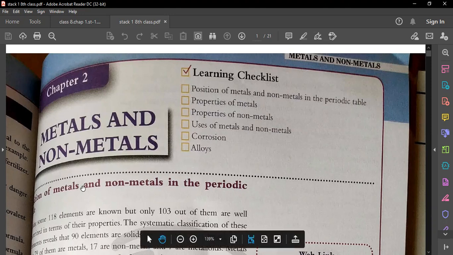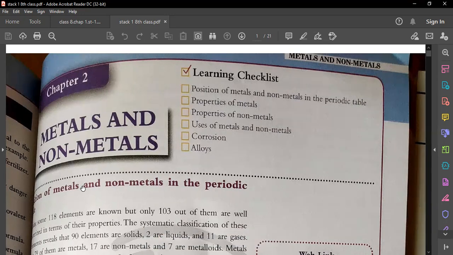So this is a learning checklist. What you are going to do in this chapter. First, we'll study about the position of metals and non-metals in the periodic table. Then we'll study the properties of metals, then the properties of non-metals. Then the uses of some metals, the uses of some non-metals. Then corrosion and the last, alloys. So these are the subtopics you are going to discuss in this chapter. I hope my idea is clear for you. Yes, sir.